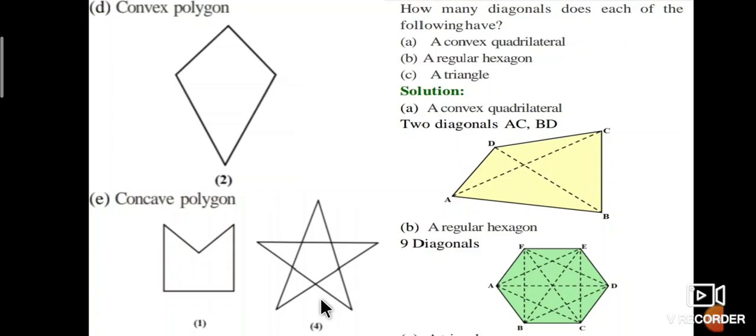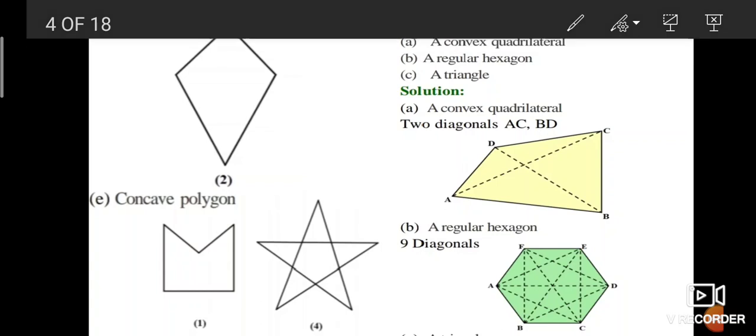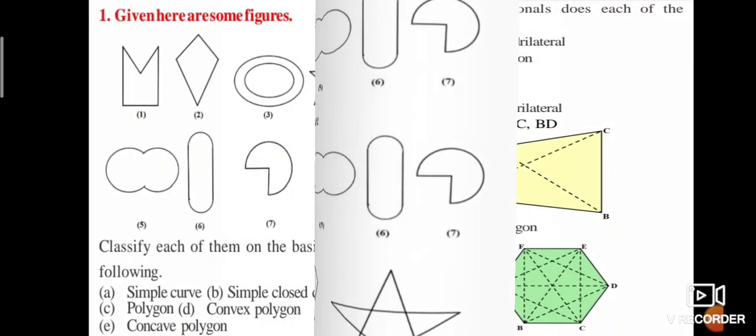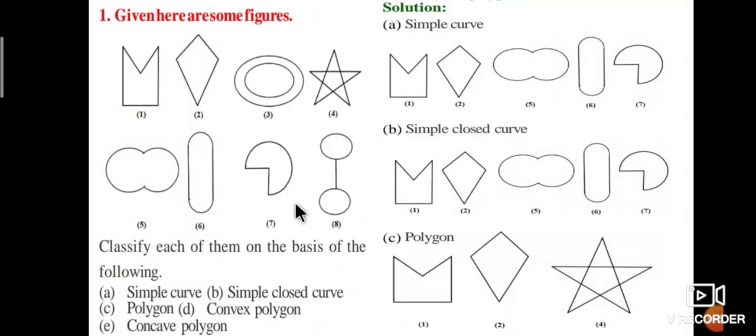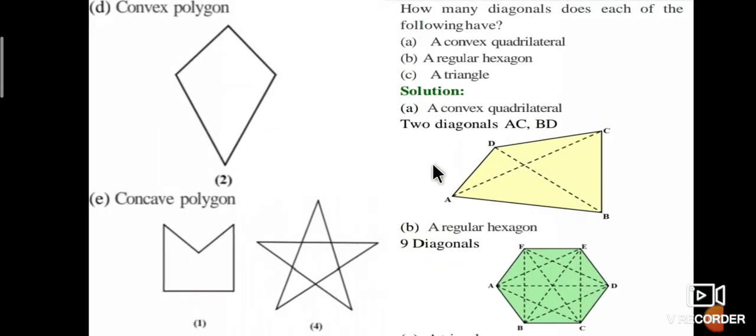Okay, you understood? In the given 8 figures, these are all simple curves, and these are the simple closed curves. Polygons are figures 1, 2 and 4. Next, the convex polygon is figure 2, and the concave polygons are figures 1 and 4.